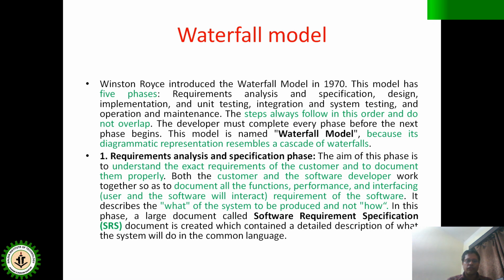Now the first phase is the requirement analysis and specification phase. What is the aim of this phase? The aim is to know the exact requirements of the client and to document them properly. I know what the customers want, what the features and functionalities of the software should be, how they will run, and what they will cover, and then I will try to make the software. All of this is documented in the SRS. So SRS is a part of the requirement analysis phase.